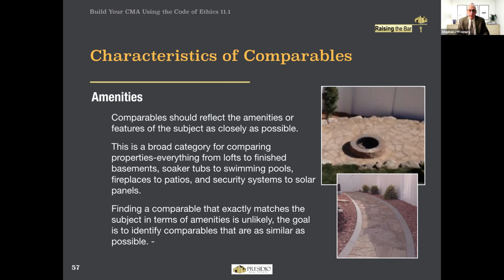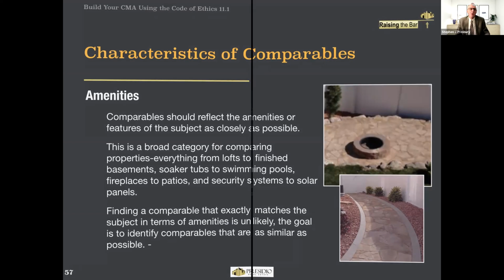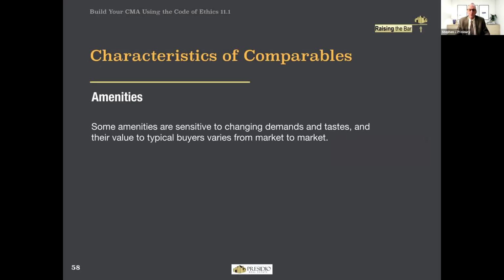Finding a comparable that exactly matches the subject in terms of amenities is unlikely. The goal is to identify comparables that are as similar as possible. Okay, any thoughts or comments on that slide? Okay, let's move on to another little area on this.